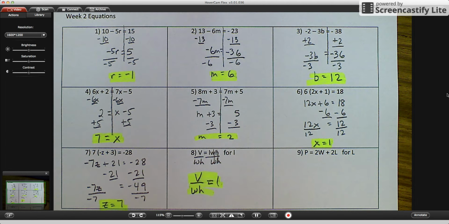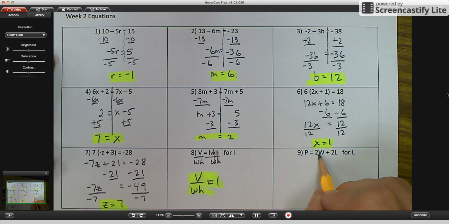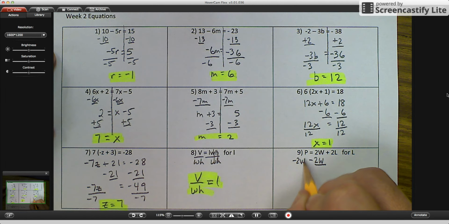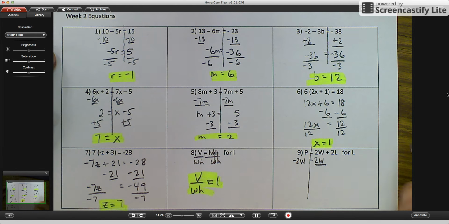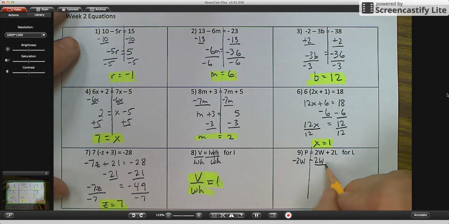And then the last one we have is the perimeter. Perimeter is equal to 2 times the width plus 2 times the length. We're going to solve for L. So I have my L right here. I need to subtract my 2W and subtract my 2W from this side. There's the middle of my equation, sorry. They cancel, and you get P minus 2W is equal to 2L.